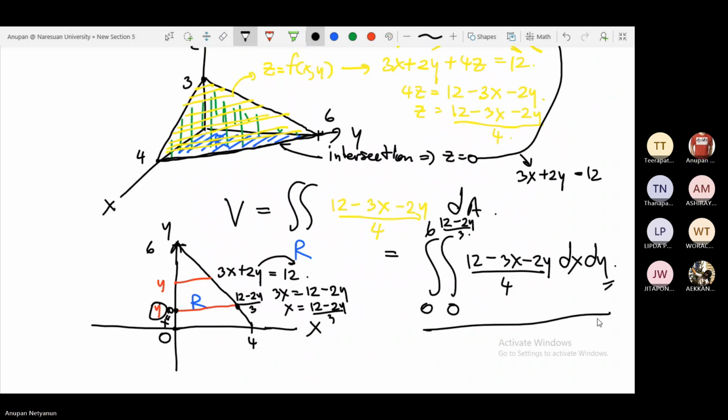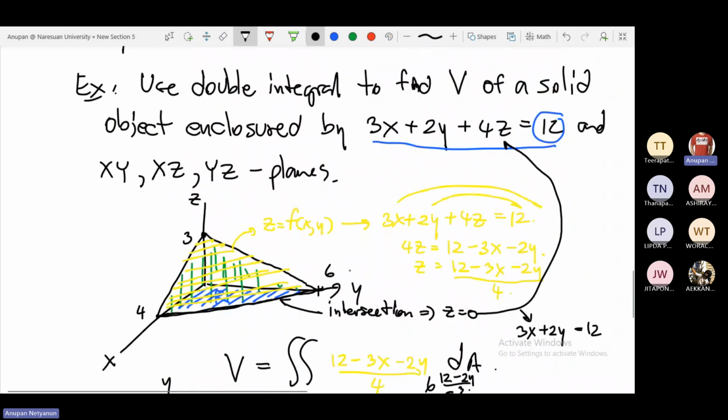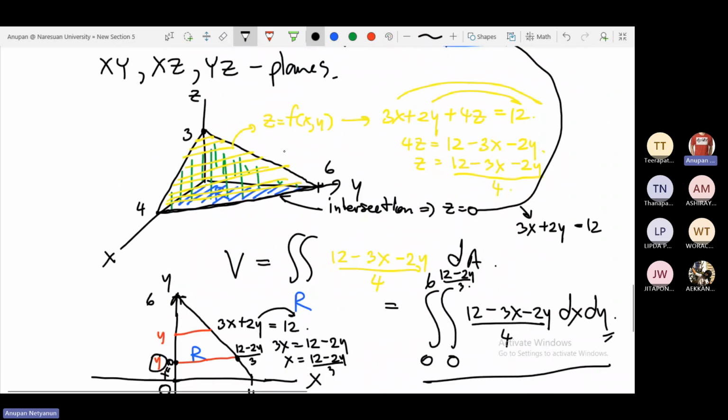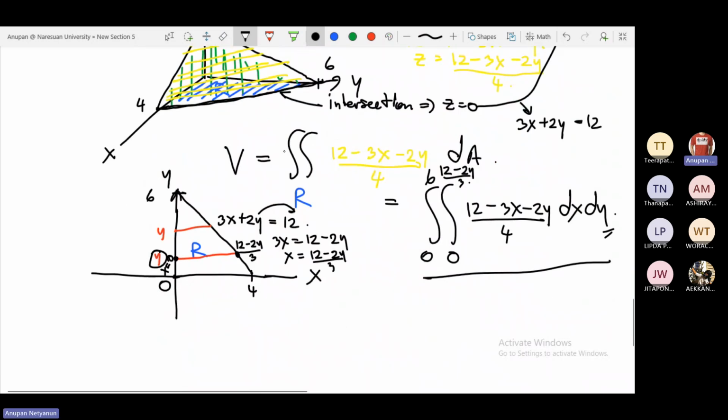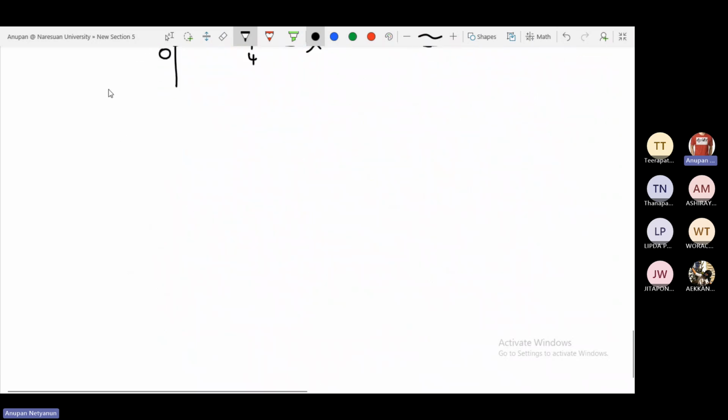Okay. Now, the next example is where we're going to apply the double integral to find the solid object enclosed by some surfaces. And for this particular region, we might want to convert it to polar coordinates. Okay, let me give you an example.